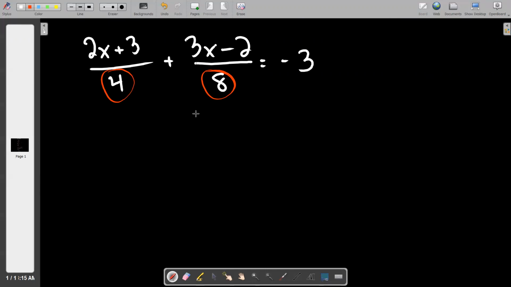This time we have multiple fractions. What do you think we could multiply by that would kill them both? The common denominator, which is? Nope. Certainly not 2. I see you guys are a little rusty on your common denominators. The least common denominator is 8.